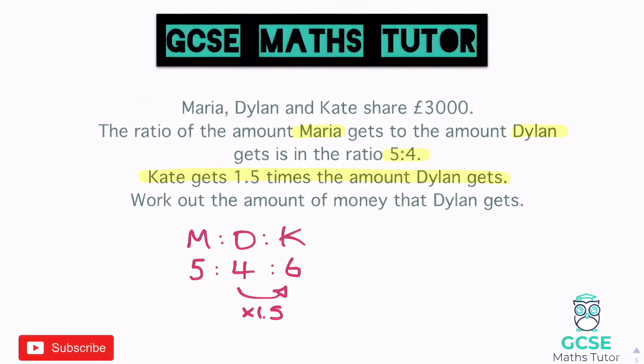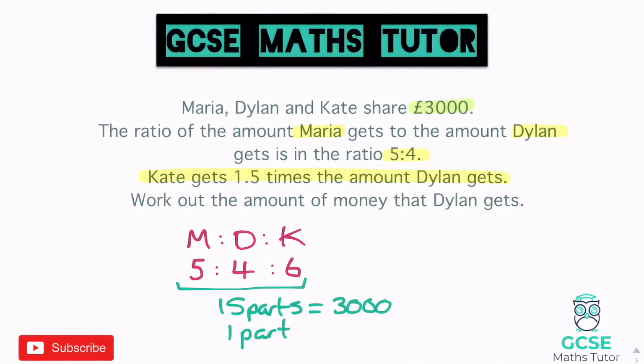So now that we've multiplied that by 1.5, the rest of the question's nice and easy. Because all we're going to do now is split that £3,000 in the question in the ratio 5 to 4 to 6. So if I get rid of this little bit of working out, this times 1.5, let's have a look. In total, that ratio adds up to 15 parts, and now we know that those 15 parts equal the £3,000. So we can find the value of 1 part again by dividing by 15, and 3,000 divided by 15 gives us a value of 200. There we go. So they all get 200.